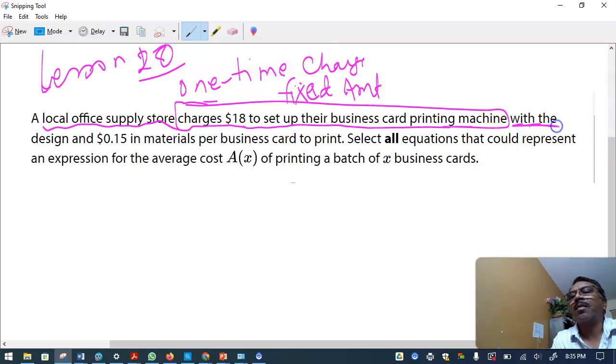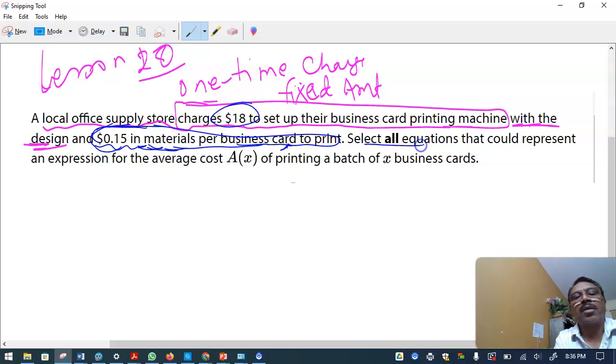And this one time charge is to have the design done. But then after that, an additional 0.15, that is 15 cents, is charged per business card to print. That means every single card will be charged an additional 0.15 beside this $18.